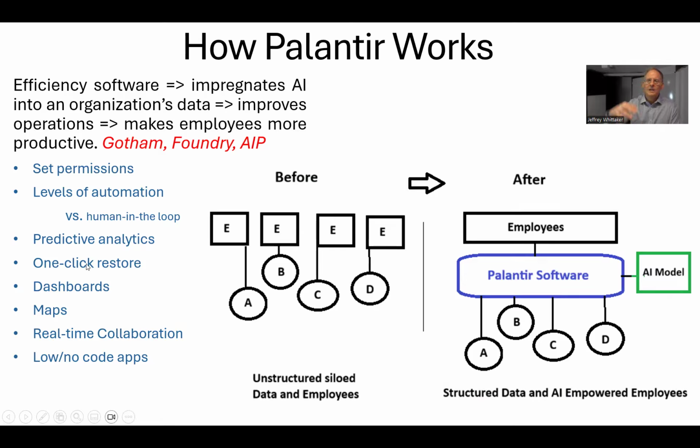It is very cleverly designed with what's called one-click restore. If an employee has been empowered to make certain decisions and makes a decision that's not right, it can be reset to the prior restore point very easily. There are also dashboards to visualize what's happening within the company, maps, real-time collaboration between employees, and it empowers employees to create low or no code apps to automate things and perform useful work automatically.